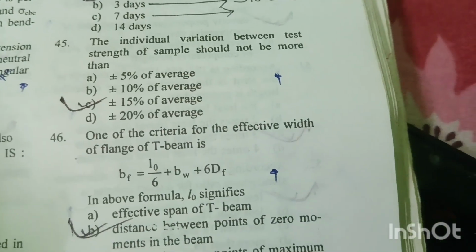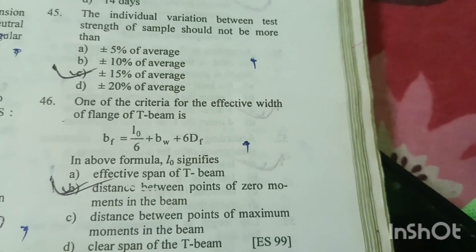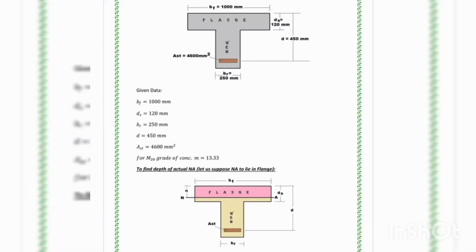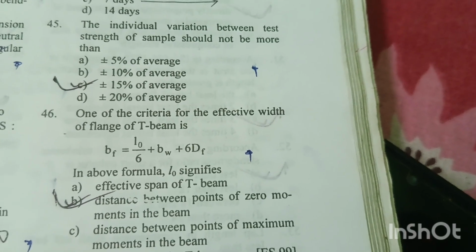Question number 46. One of the criteria for effective width of the flange of the T-beam is breadth of flange BF equal to L0 by 6 plus BW plus 6 DF, where L0 is the distance between the points of zero moments in the beam. Option B is right answer. DF is the depth of flange and BW is the breadth of web.